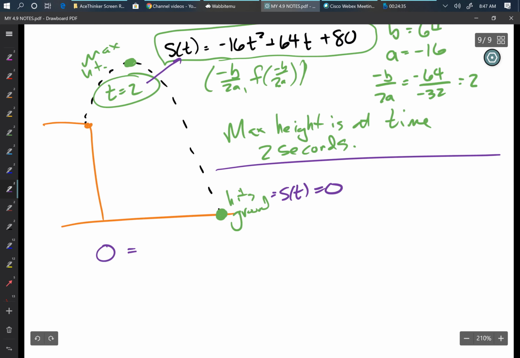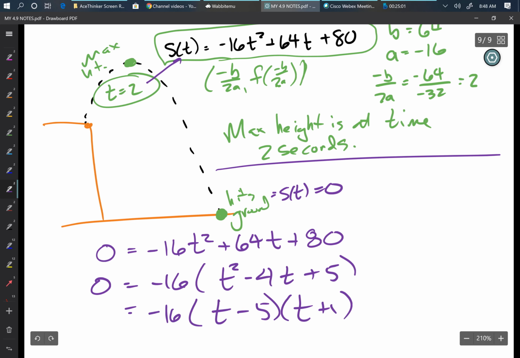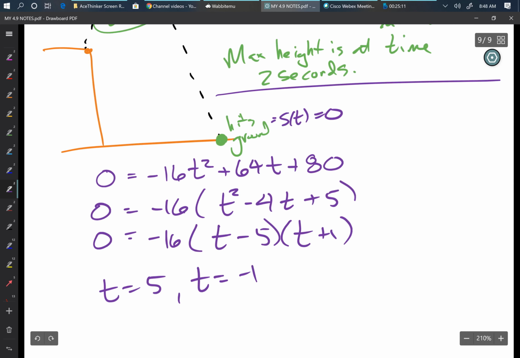So I'm going to say 0 is equal to negative 16t squared plus 64t plus 80. Okay? 0 is equal to negative 16 times the quantity t squared minus 4t minus 5, which is negative 16 times t minus 5 times t plus 1, I believe. So then we get that t is either equal to 5 or t is equal to negative 1.